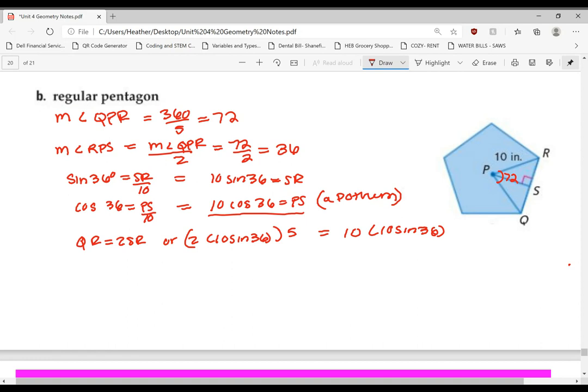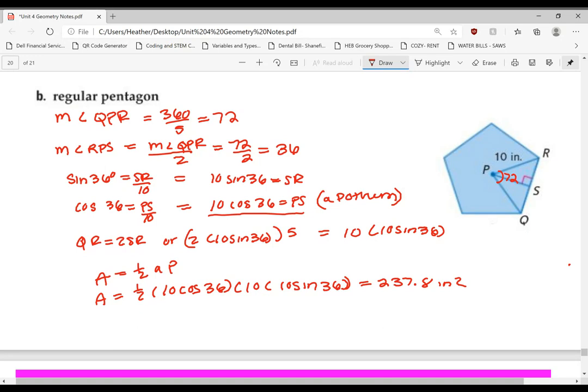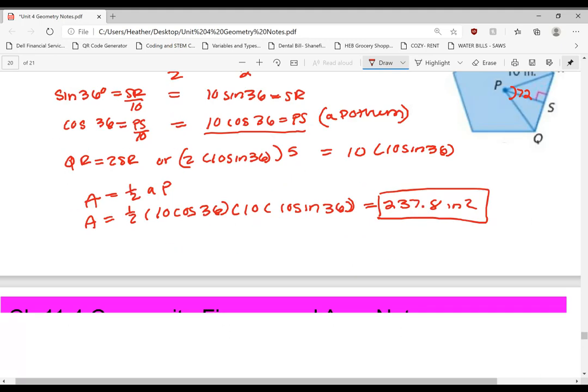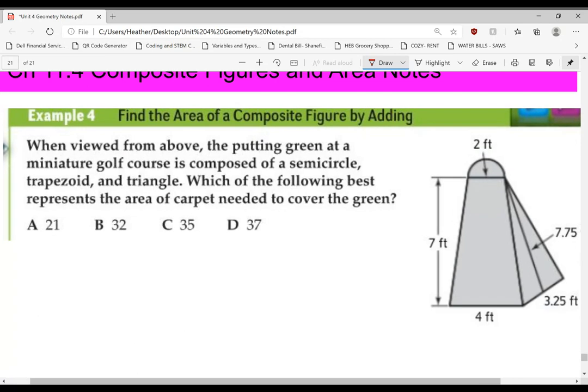Now using the formula, we have area is equal to 1/2 the apothem times the perimeter. So we have area is equal to 1/2 times 10 cosine 36 times 10 sine 36. If we plug all this into our calculator, we get 237.8 inches squared. And this is the area of the entire pentagon. Let's continue to example 4.